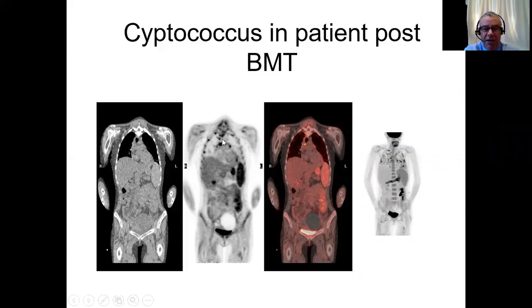And you can see that there's multiple focal uptake in the lung, but this is primarily in lung parenchyma, though there were some nodes. And there's some splenic activation. There's also some gastritis. And we got this node biopsied, and it was a cryptococcus infection.